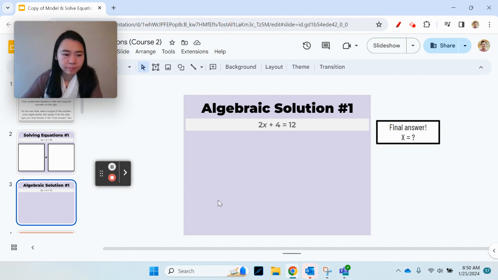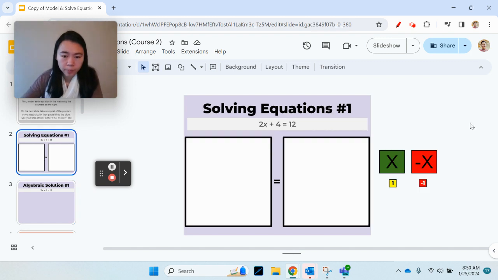Just save your work. Okay, so number 1, 2x plus 4 equals 12. This is a two-step equation. You're only used to solving one-step equations. So first let's model this and then I'll talk about how to solve a two-step equation.